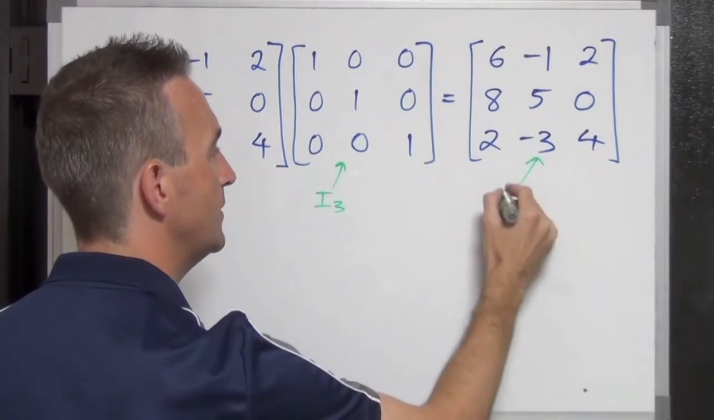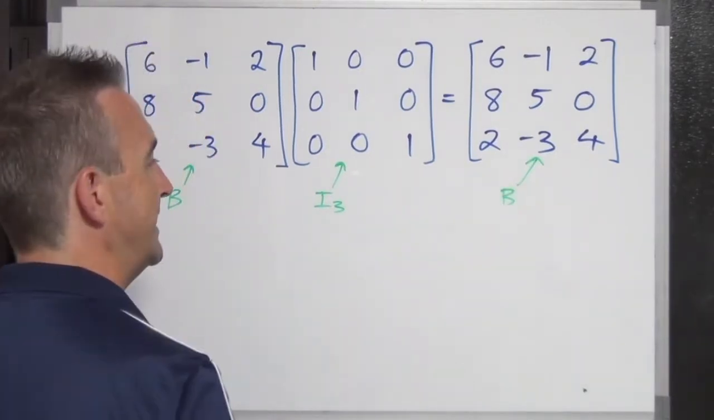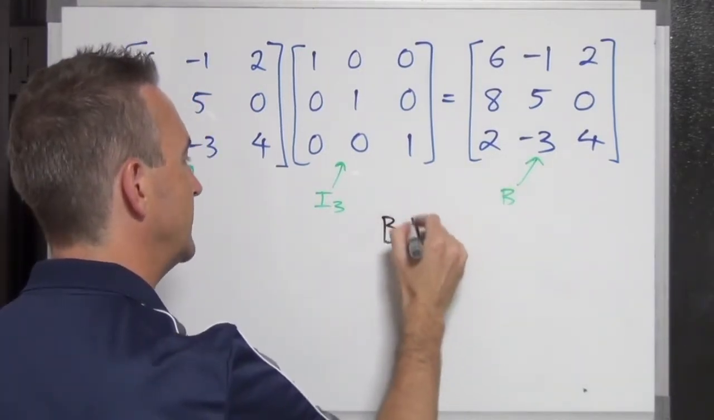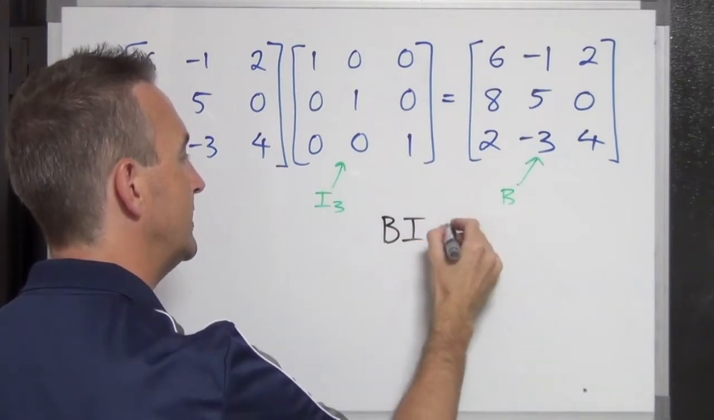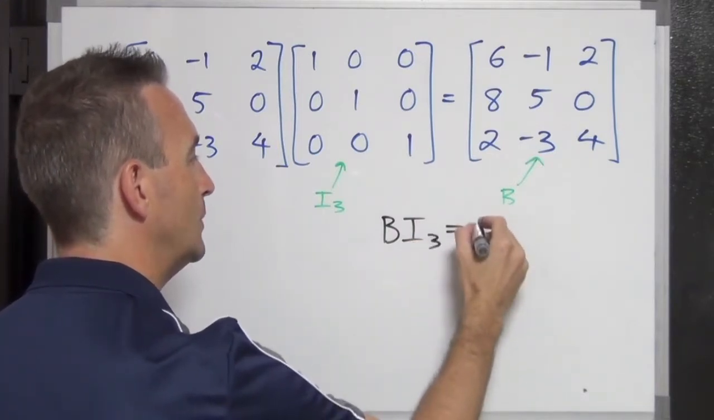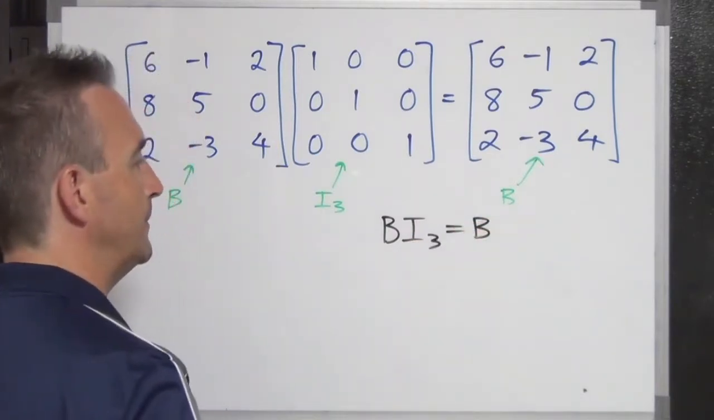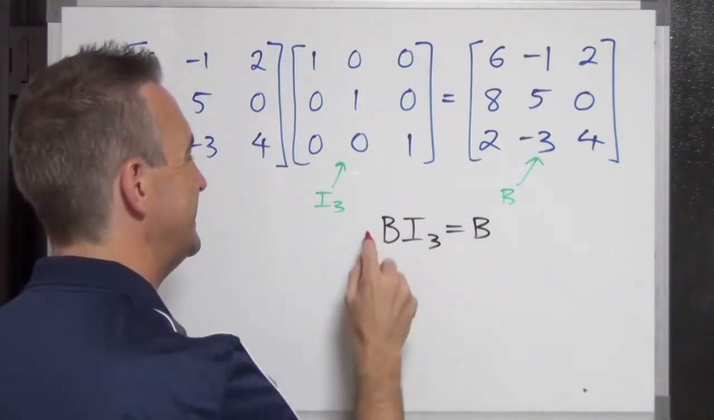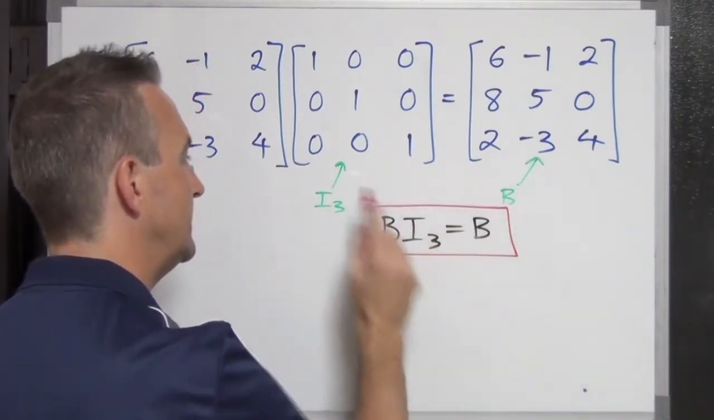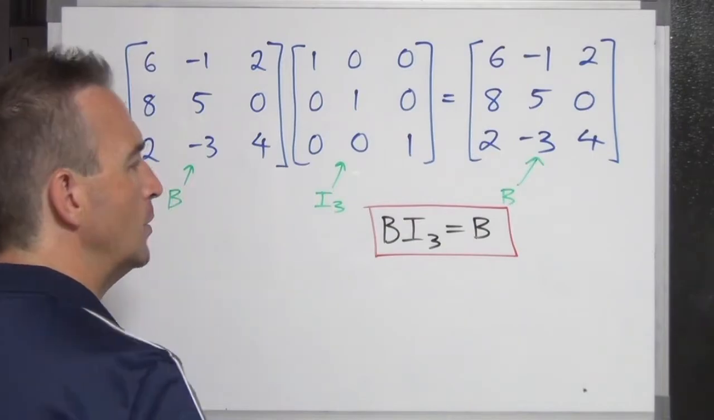So it works for the 3 by 3 case. Any matrix B multiplied by the identity matrix, if it's a 3 by 3 system, we end up with that same matrix B. The matrix B will keep its identity when multiplied into the identity matrix. What about the other way around? We don't know. We'd have to see it to believe it.